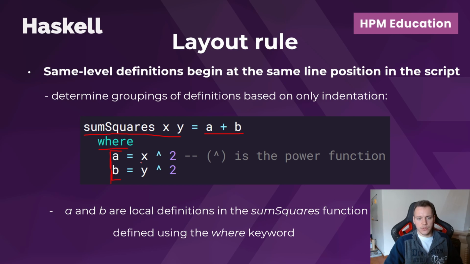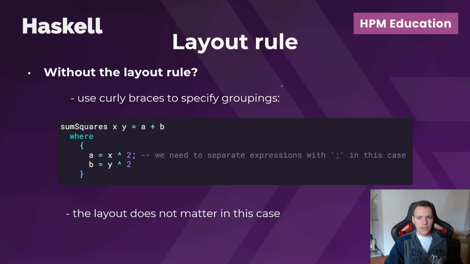So in this case, the function is sum of squares. a is equal to x to the power of 2, or x squared, and b is equal to y squared. And then the function body adds these two, a and b, together.